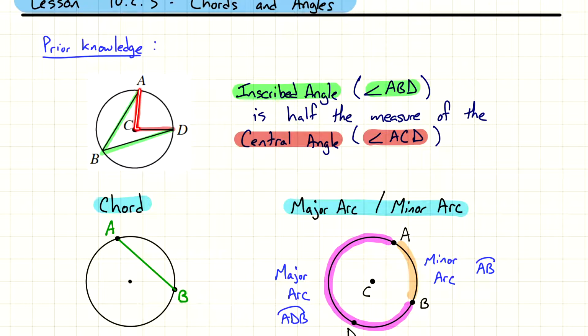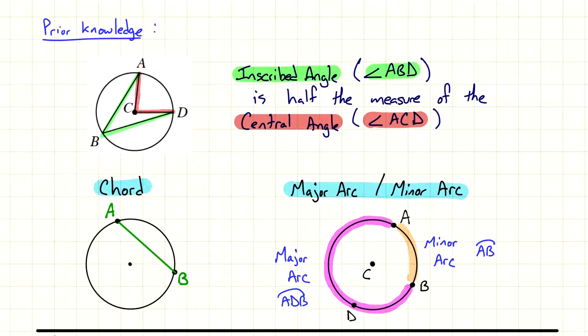Now, when these two angles share the intercepted arc, which in this case would be arc AD, there's a special relationship that says the inscribed angle, the smaller angle, even though it looks bigger because it's longer, is actually half of the measure of the central angle. So in this case, it looks a little bit more open, and this one looks a little bit more closed. So that's a special relationship you need to know.